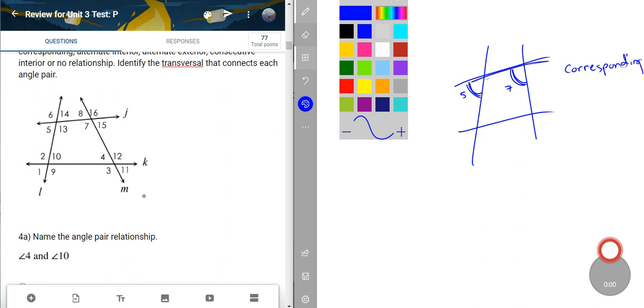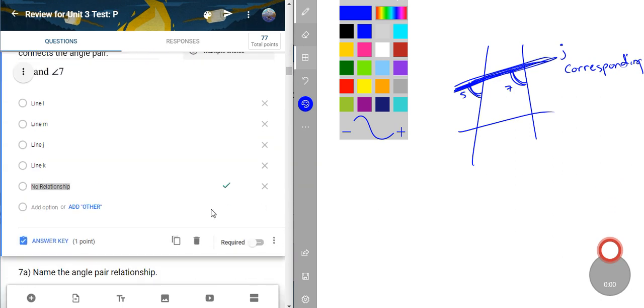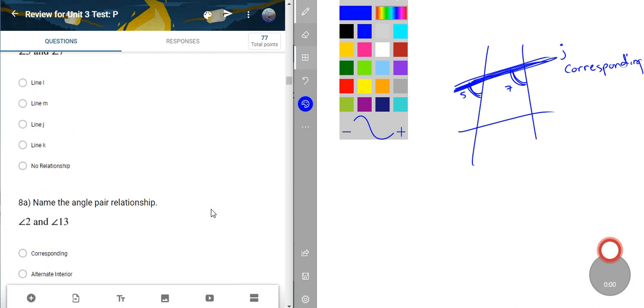And we can see right through here is our transversal that connects them, which is our line J. So line J, corresponding angles. And that should be it? Nope, we got one more, I think.